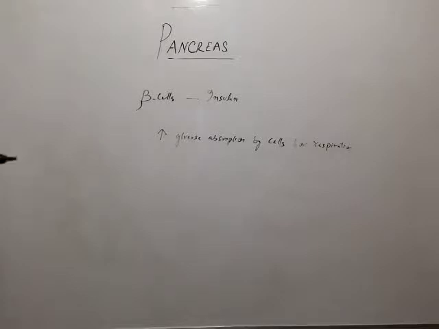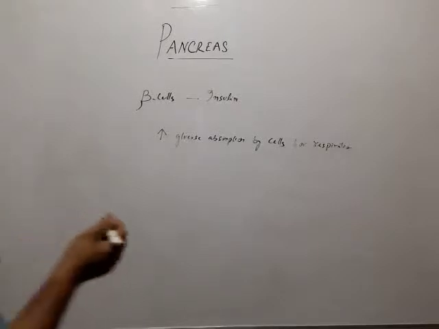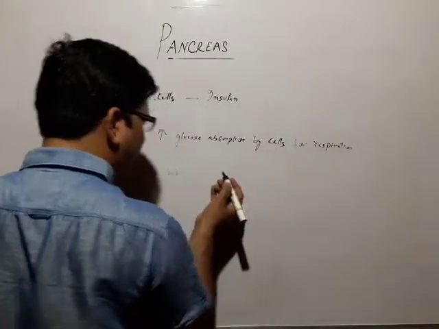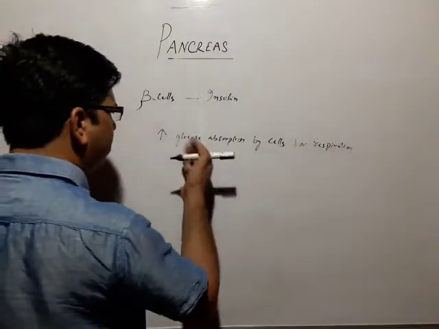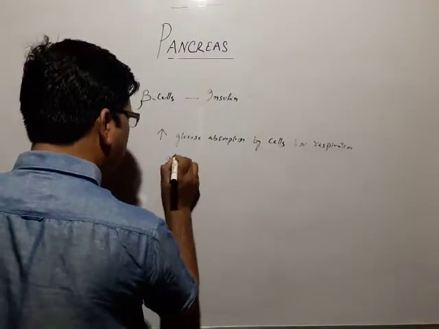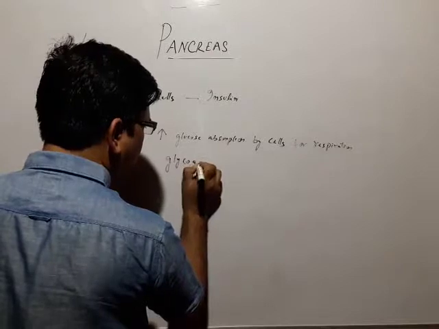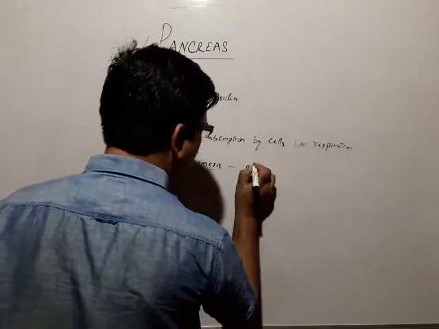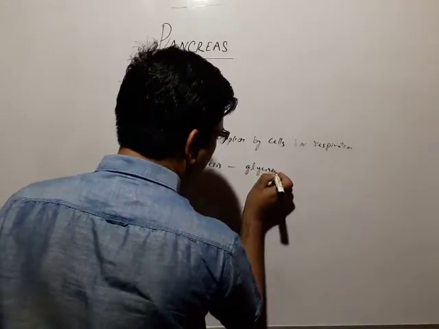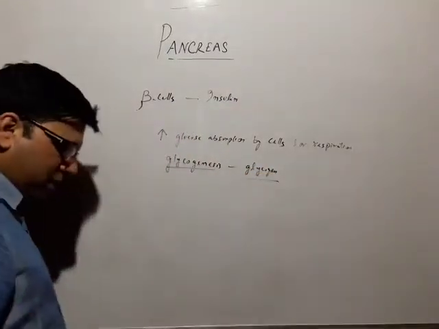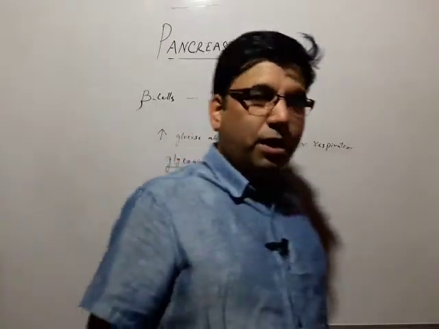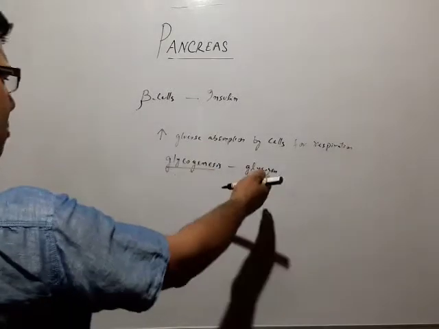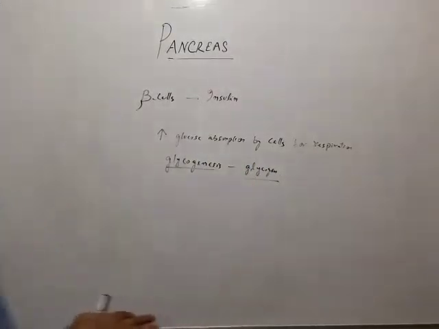It also acts on liver and muscle cells, as already said, for glycogenesis. So the muscle and liver cells absorb this glucose for glycogenesis, that means synthesis of glycogen from glucose. So it goes on to form glycogen from glucose. That's a practical example of anabolism. That's the building of structures. So by formation of glycogen, the glucose level in blood decreases.